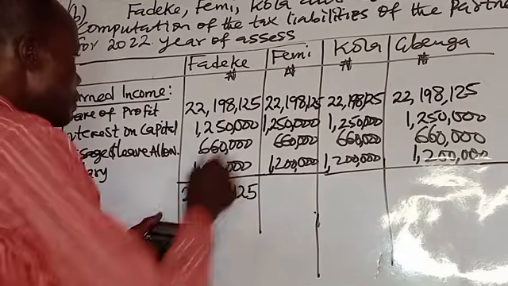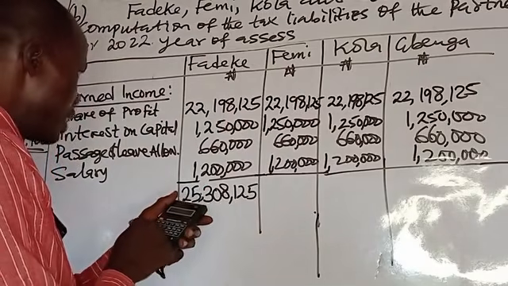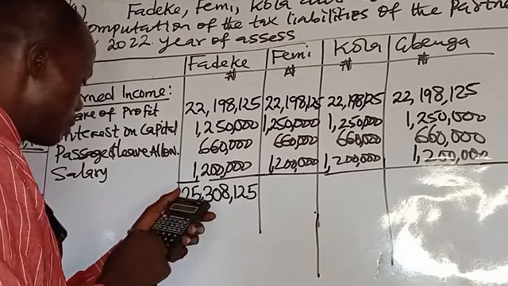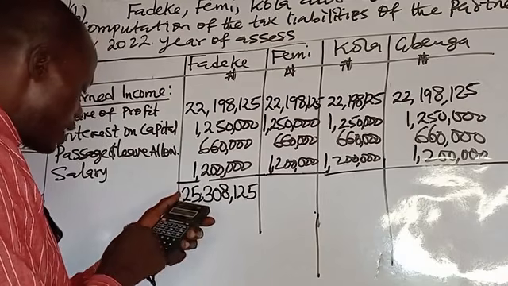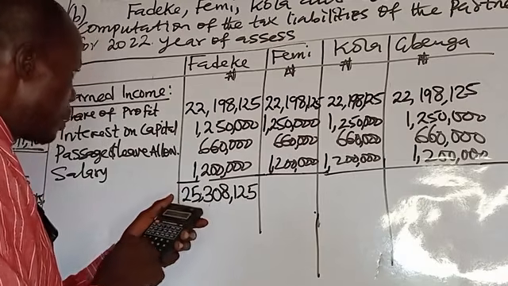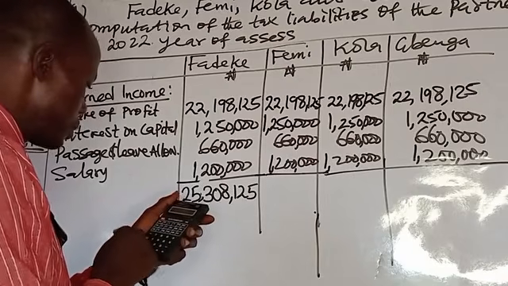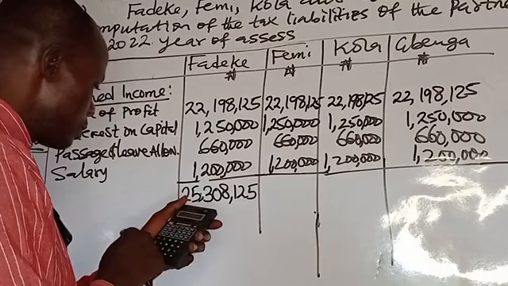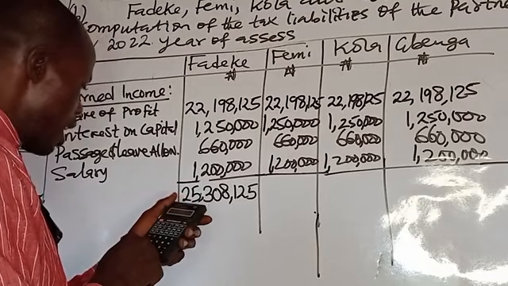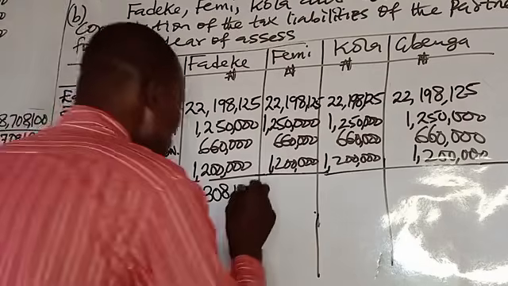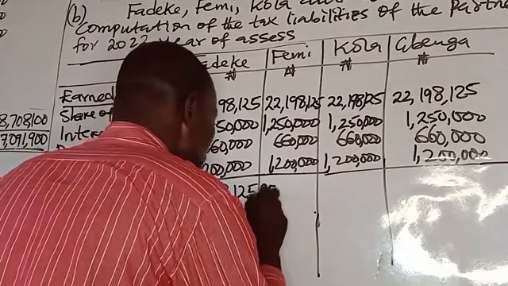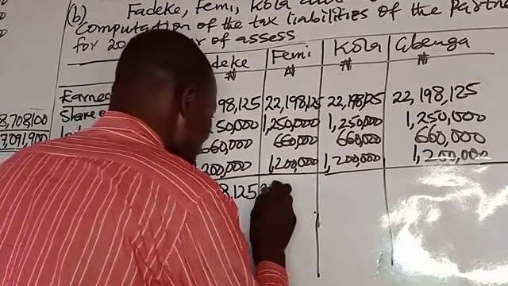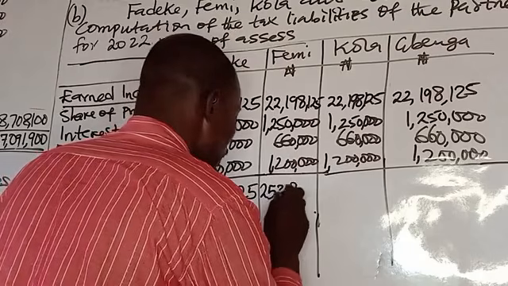For Femi, 22,198,125 plus 1,250,000 plus 660,000 plus 1.2 million. We have 25,308,125.